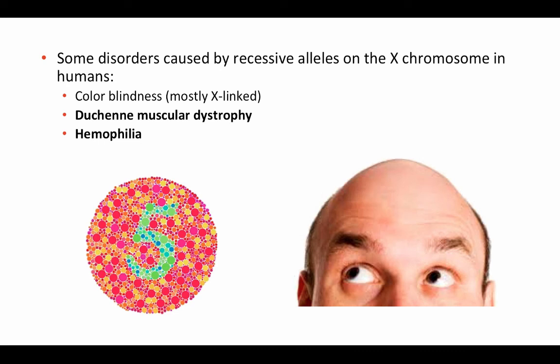Here are some of the disorders caused by recessive alleles on the X chromosome in humans. We've talked about color blindness, which is mostly X-linked. Most of the causes of color blindness are due to X-linked recessive mutations. We talked about baldness.